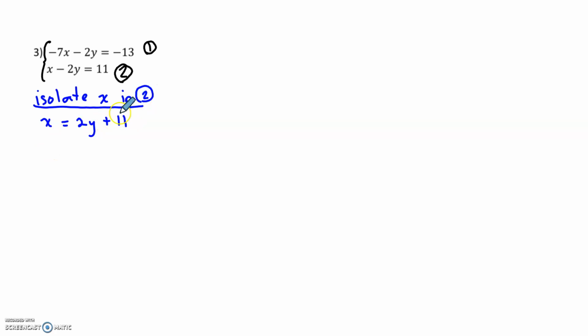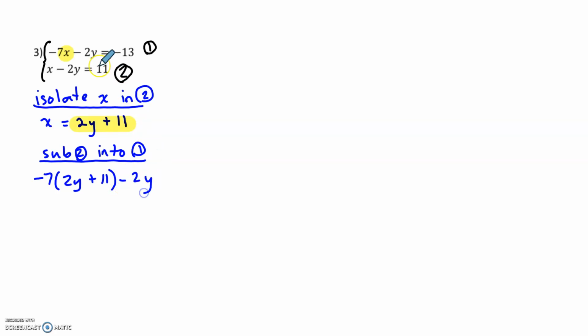Okay, our next job is we're going to sub 2 into 1. So we sub the equation that we isolated for x into the opposite equation. And I'm just going to again show with the highlight, I'm taking 2y plus 11, because that equals x, and I'm subbing it into equation 1 where x is. All right, so let's see what that looks like. It's going to be -7 times x, and x is what we highlighted here, 2y plus 11, minus 2y, if I keep going with the equation, equals -13.